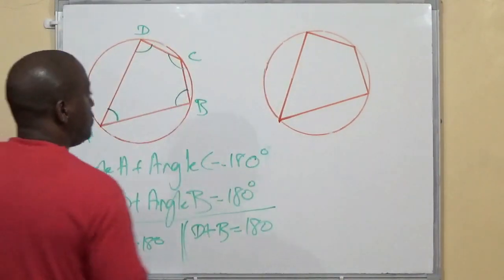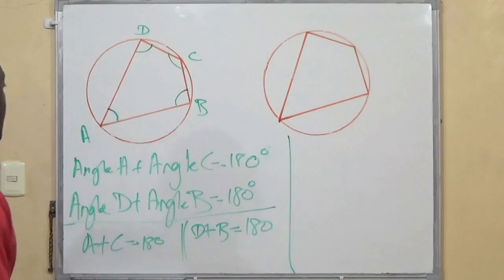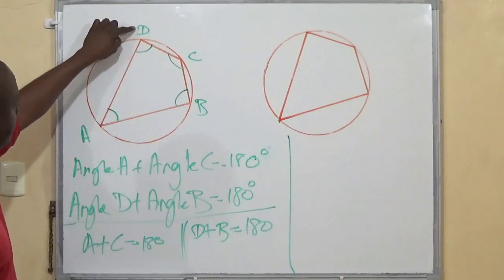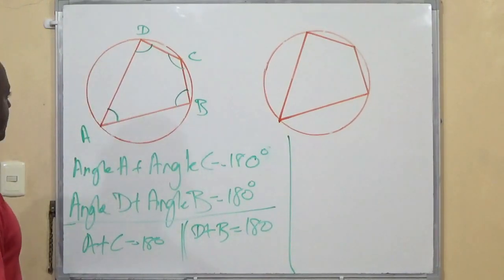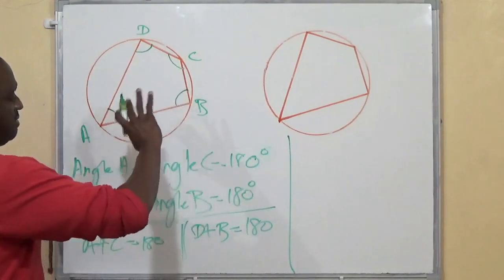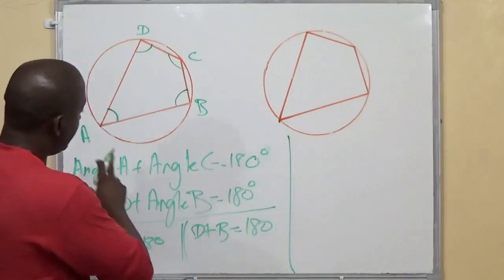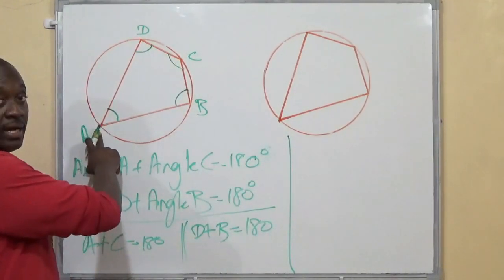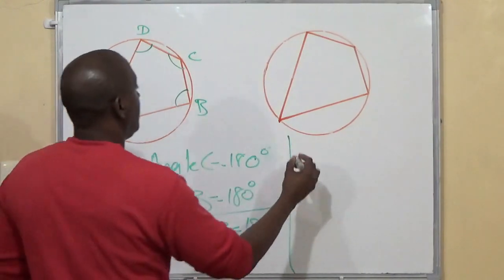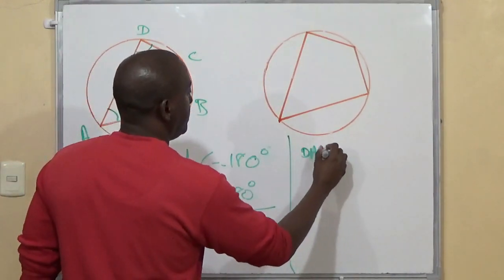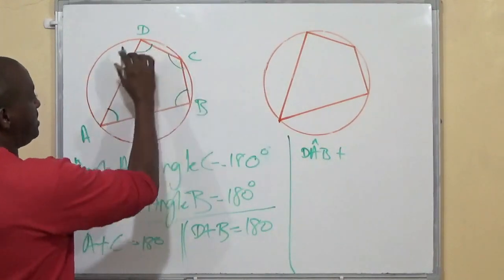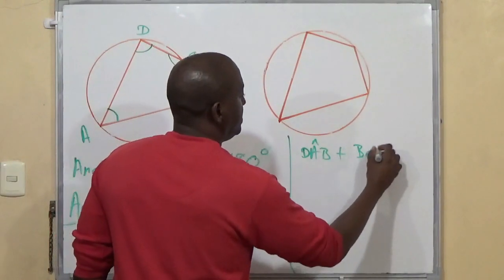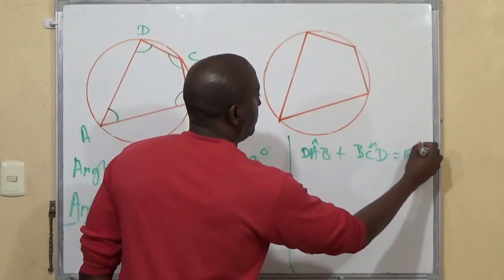Let us use a slightly different notation. Angle A, we could either refer to it as angle DAB or angle BAD. My personal preference is to go anti-clockwise. It doesn't really matter. What matters is that the letter where the angle occurs is in the middle. So I could say that angle DAB plus angle BCD is equal to 180 degrees.